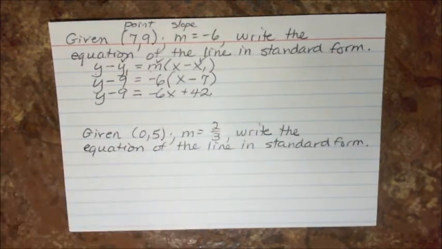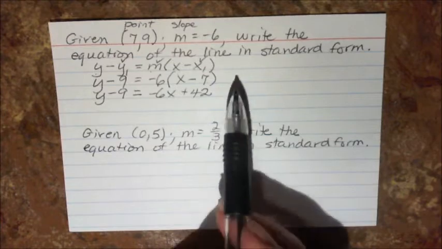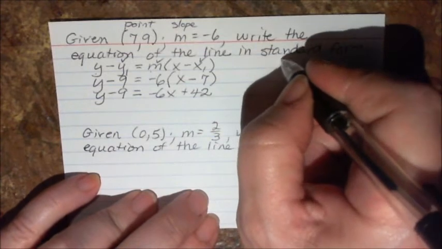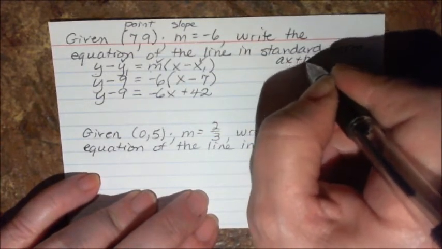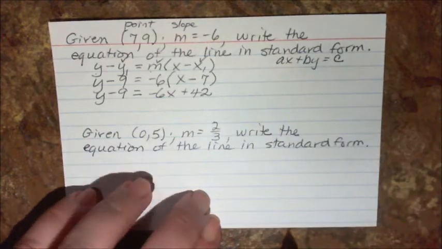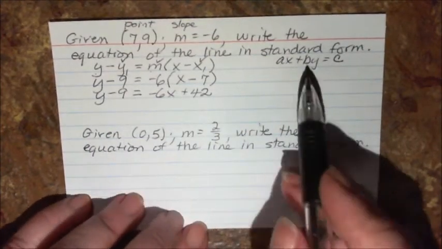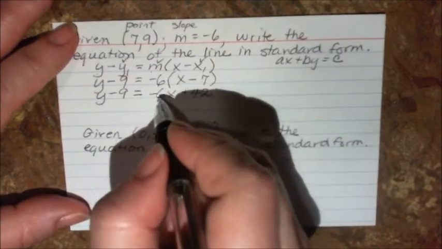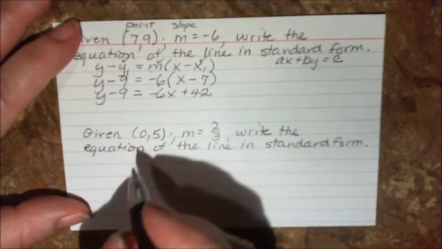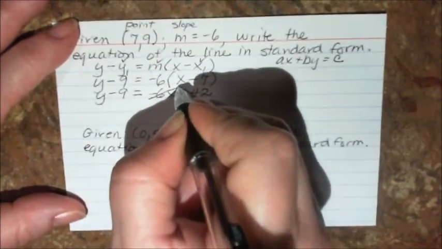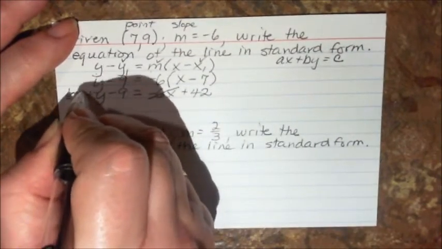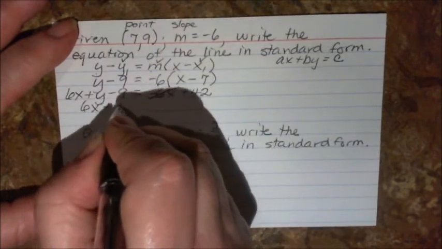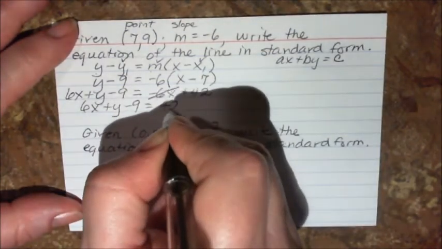Alright, and remember that we want to work to the equation of the line in standard form. So we need to remember what standard form is. That's ax plus by is equal to c. So we want all the y's and x's on the left and all the constants on the right. So how about we leave this y here and we move this x to the other side. That would take adding 6x to both sides. So plus 6x. And then that would give us 6x plus y minus 9 is equal to 42.